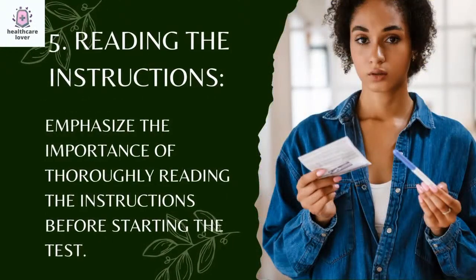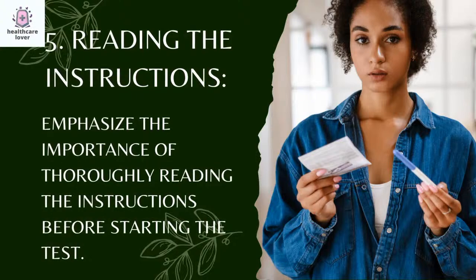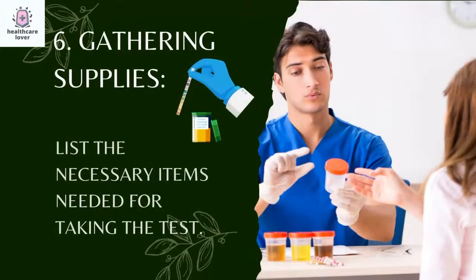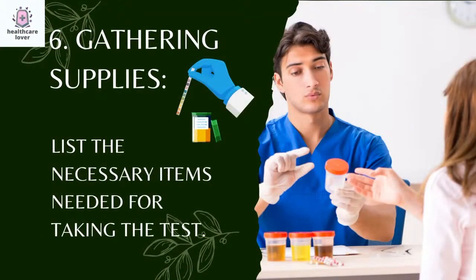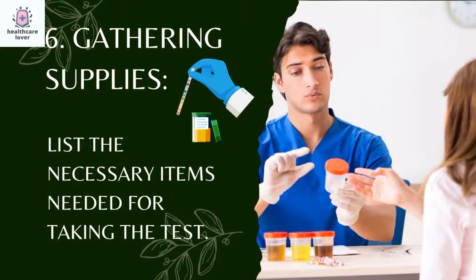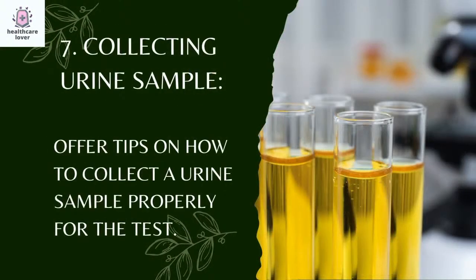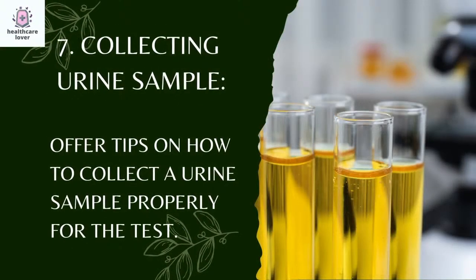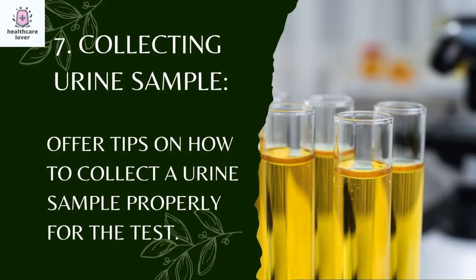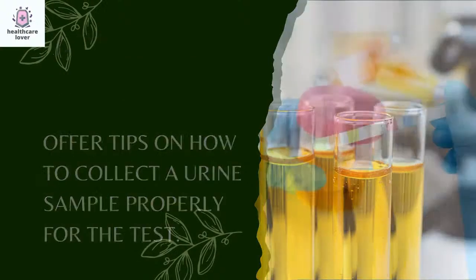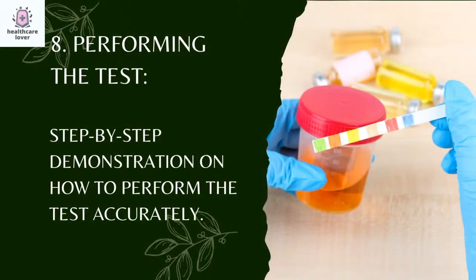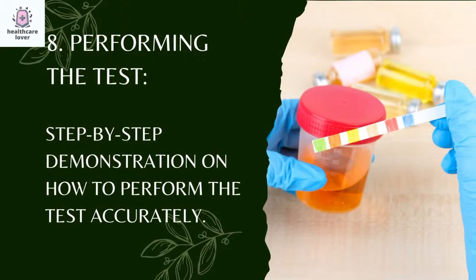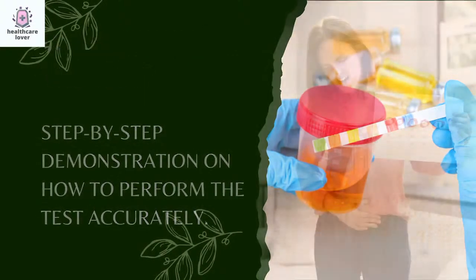Emphasize the importance of thoroughly reading the instructions before starting the test. 6. Gathering supplies. List the necessary items needed for taking the test. 7. Collecting urine sample. Offer tips on how to collect a urine sample properly for the test. 8. Performing the test. Step-by-step demonstration on how to perform the test accurately.